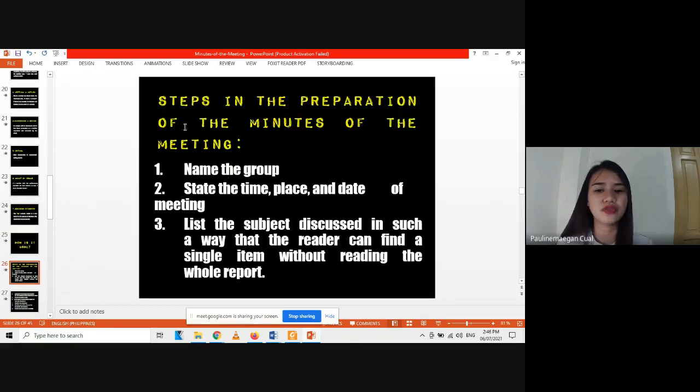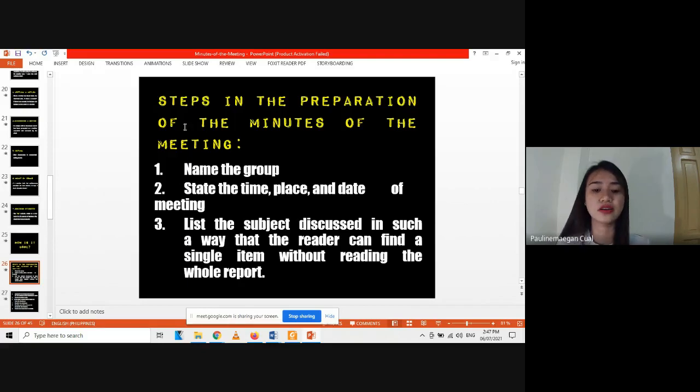Steps in the preparation of the minutes of the meeting. So this one is already the writing of the actual record, or the minutes. First, you have to include the name of the group, of the company. And second is you have to state the time, place, and date of the meeting. That's why it's the written record. It should be complete and provide enough evidence and factual information about what exactly happened during that meeting.